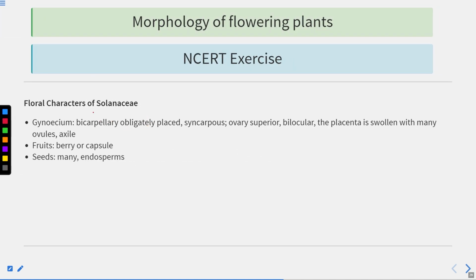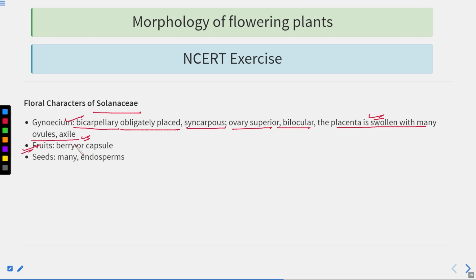Floral characters of the Solanaceae. Gynoecium. Bicarpellary, obliquely placed, syncarpous, ovary superior, bilocular, and placenta is swollen with many ovules and axile placentation. Okay, placenta is swollen with many different ovules, and they are showing the axile placentation.